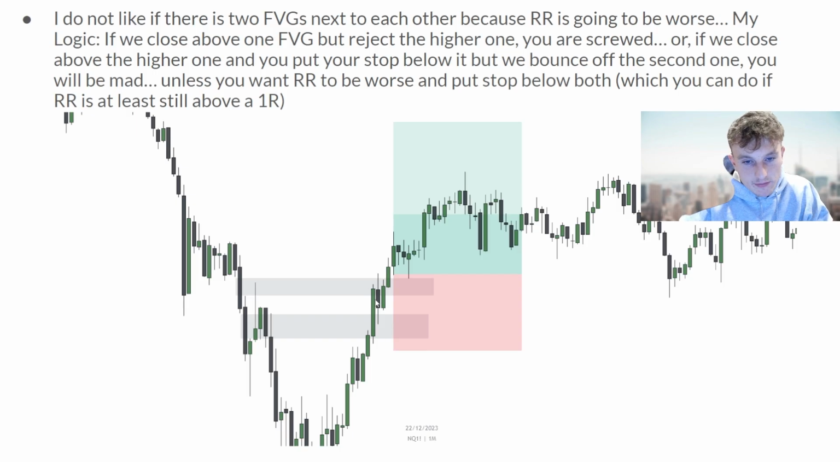Or what if we inverse this one? Can you enter this one? Well, no, because what if we reject this one and then hit your stop here? Well, you're screwed. So ideally, you have to wait for both to break, but then the stop loss would be way worse, and the RR would be worse.